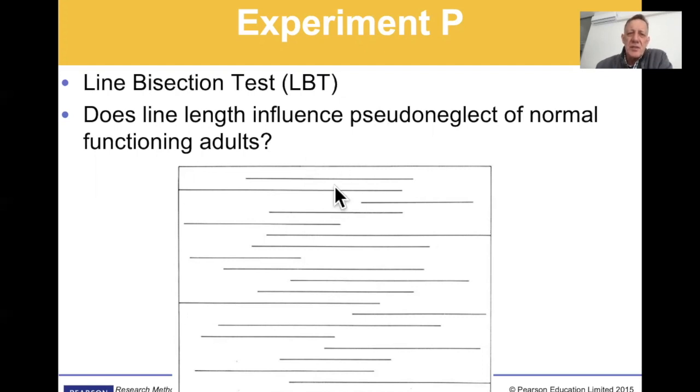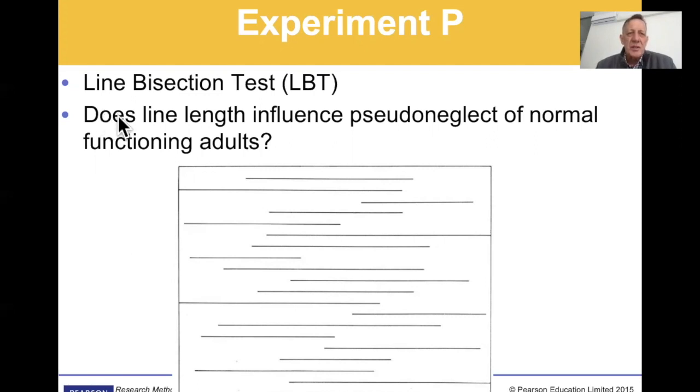And as you can see, as I've said, some lines are long, some are short, and those might actually influence the extent of pseudo-neglect. One of the fascinating research projects was to see whether you tend more towards the left using your opposite hand, your left hand if you are right-handed, and the other way around. So some research has been done about that.